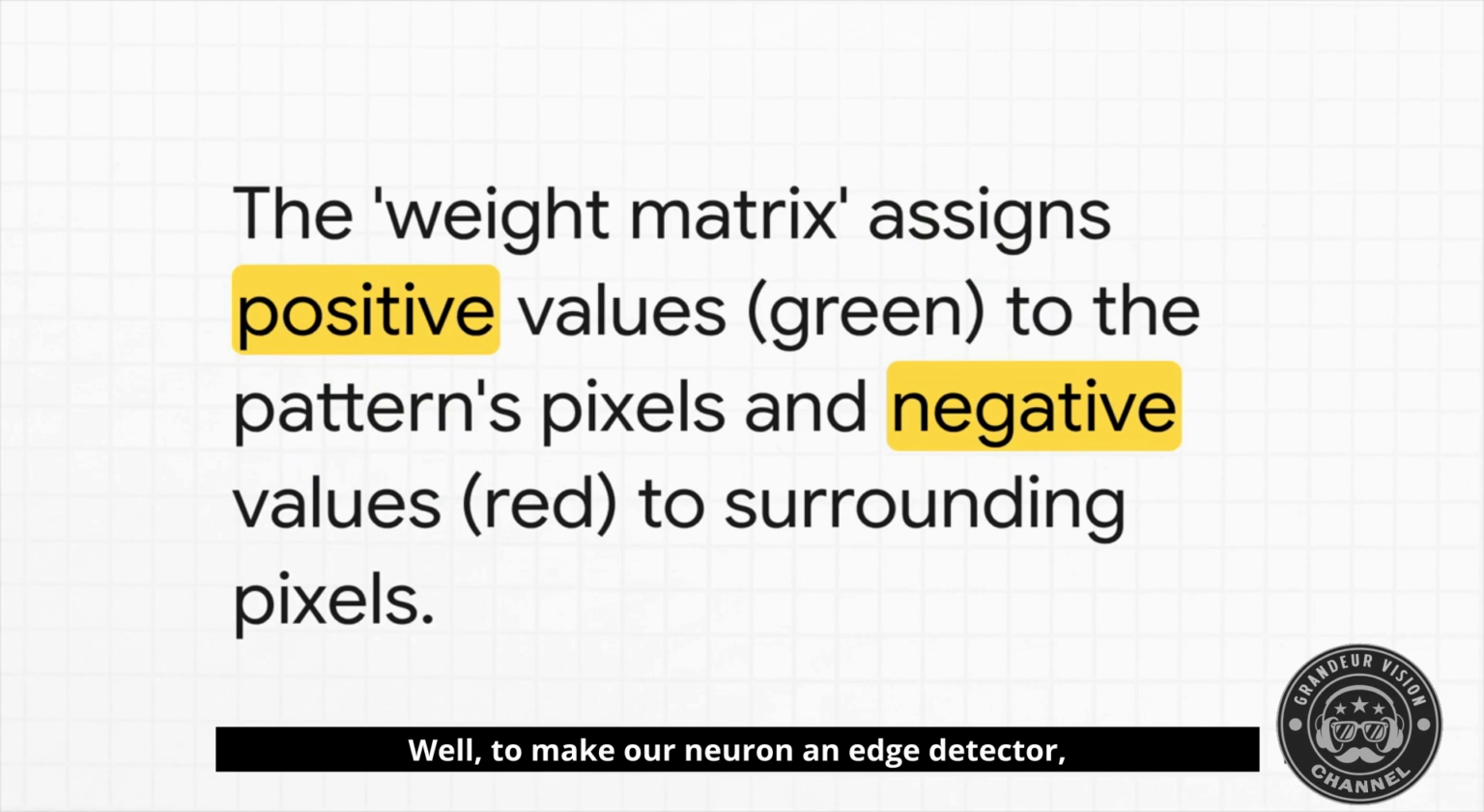Well, to make our neuron an edge detector, we would assign positive weights, you can see them here in green, to the pixels that actually form that diagonal edge pattern. Then we assign negative weights, in red, to all the pixels surrounding it. The neuron then does a quick calculation, a weighted sum, and it's only going to get a high positive score if the right pixels are on and the surrounding ones are off. That is how it learns to find its specific pattern.